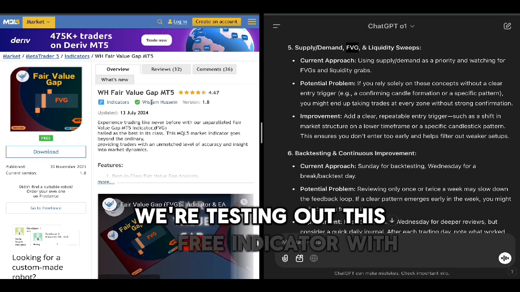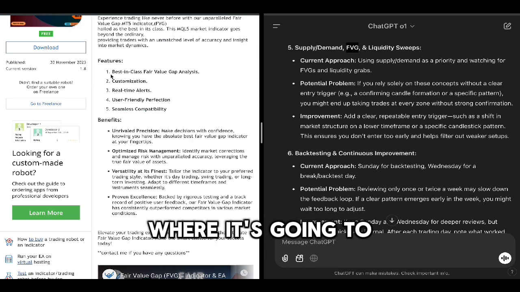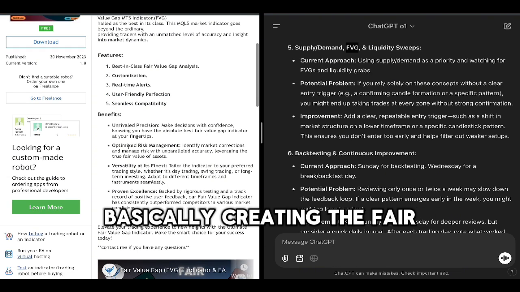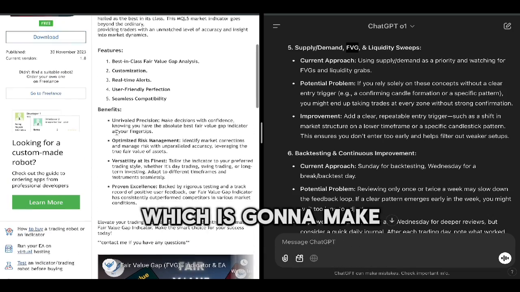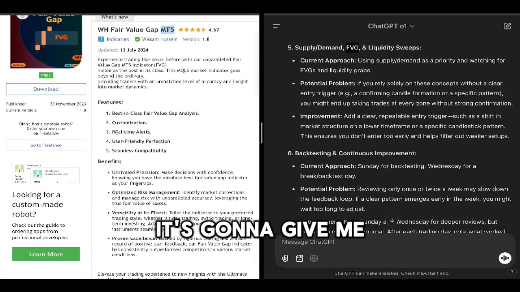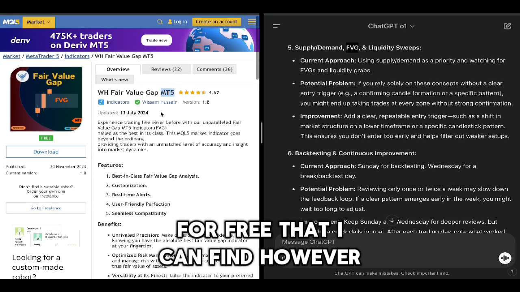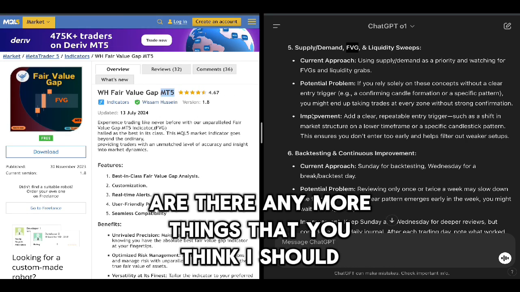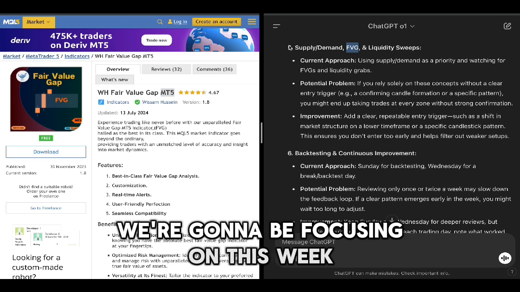We're testing out this free indicator with MT5, or maybe something similar to this, where it's basically going to be creating the fair value gaps for me, and identifying them, which is going to make it much easier for me. It's going to give me real-time alerts, and it's just the best analysis tool for free that I can find. However, if there are any more things that you think I should use, please leave it down below in the comments. But these are the 3 things we're going to be focusing on this week.